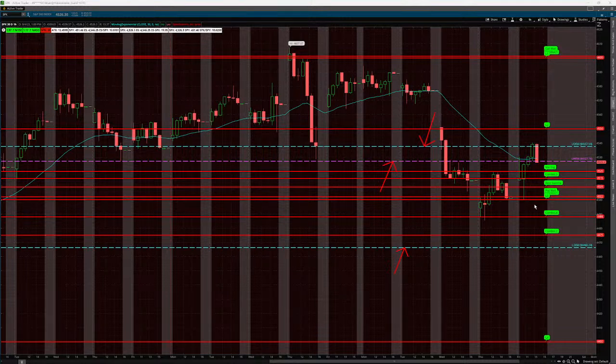So first of all, here is the put wall at 4,500. That's the strike with the largest net negative gamma that can be expected to act as support. And it did act as support earlier today. We'll take a look at that in a couple of other charts in just a moment. So that 4,500 put wall did its job today, acted as support.